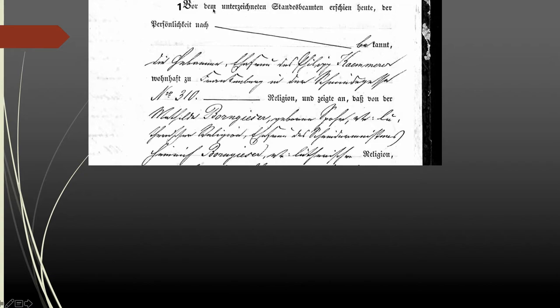And now this phrase is something we're going to talk about. This phrase talks about how your ancestor, or the declarant, was identified. If the identity of the declarant was already known to the registrar, you will see it look like this. Nothing written here with the word bekannt. And that just means identity known to the registrar.